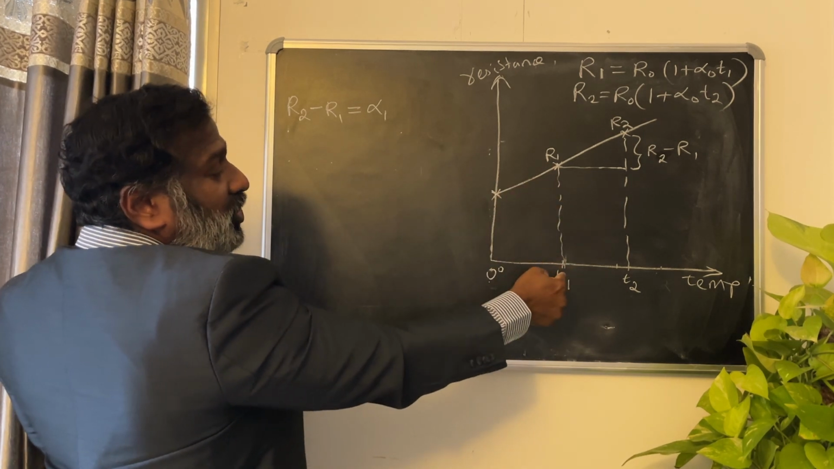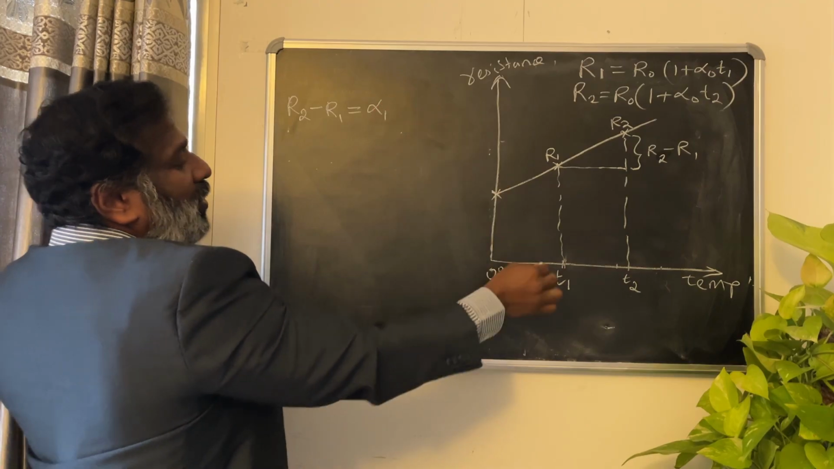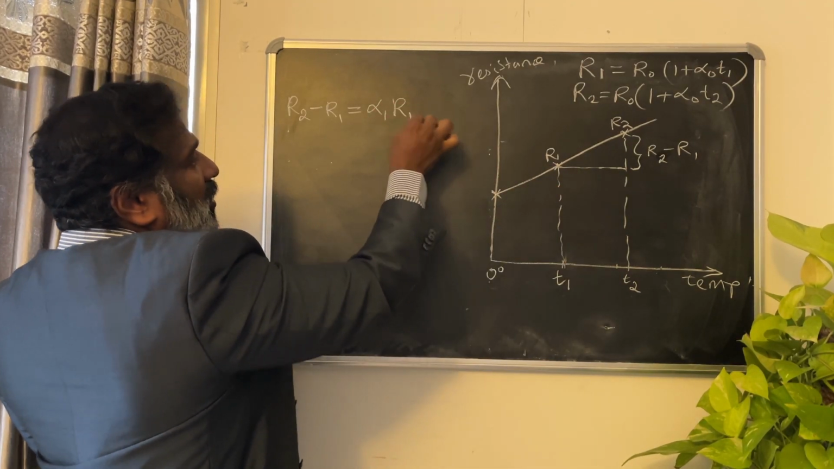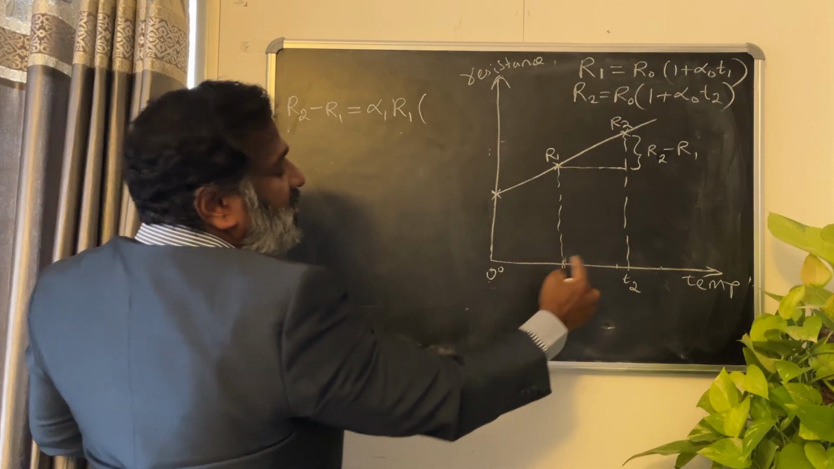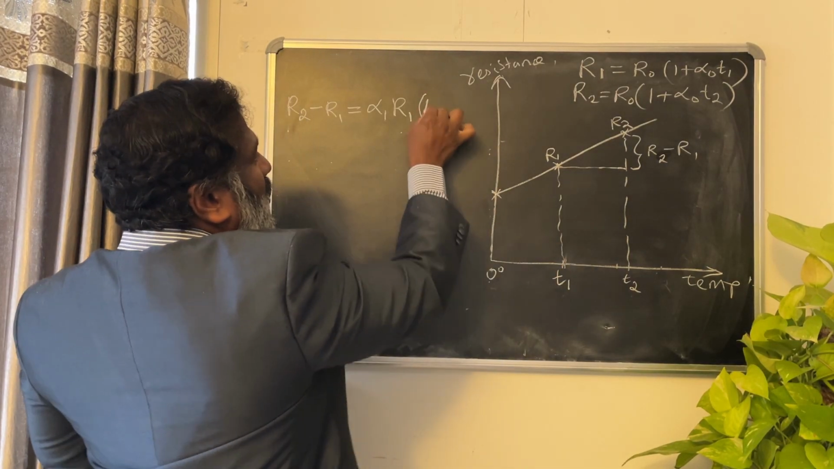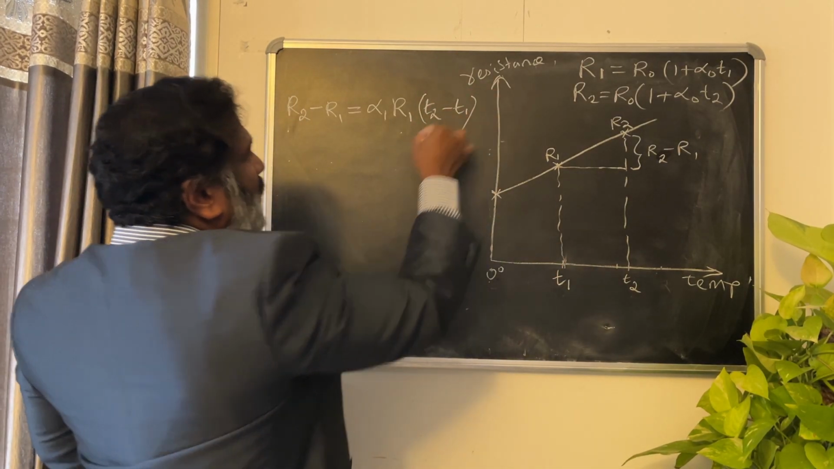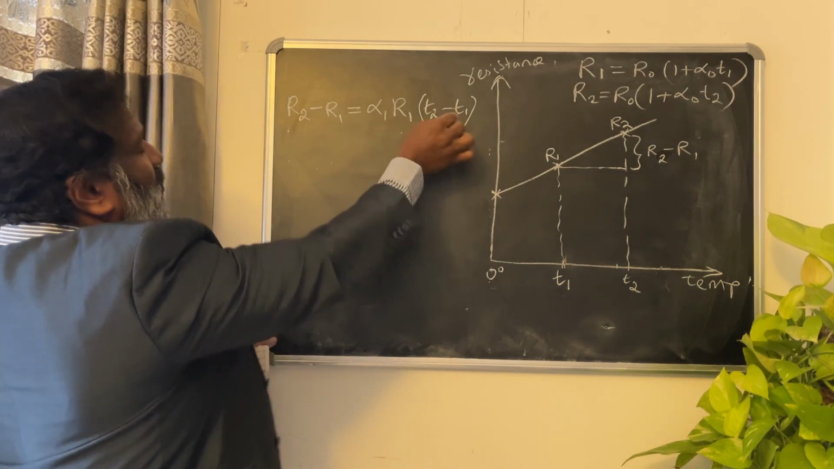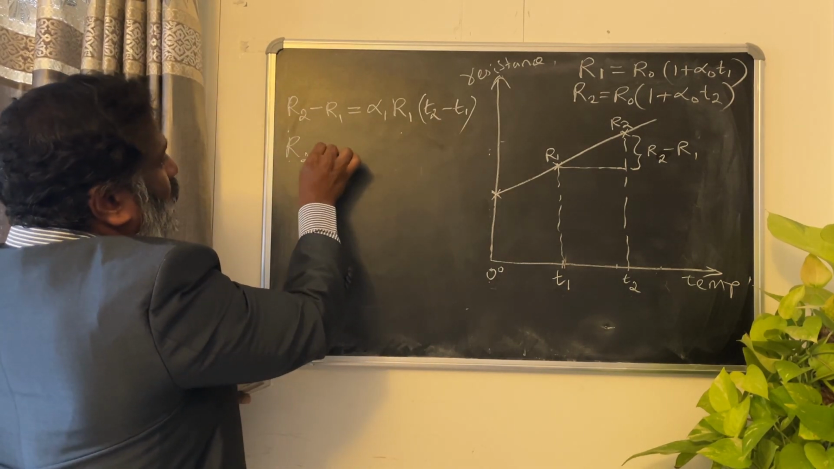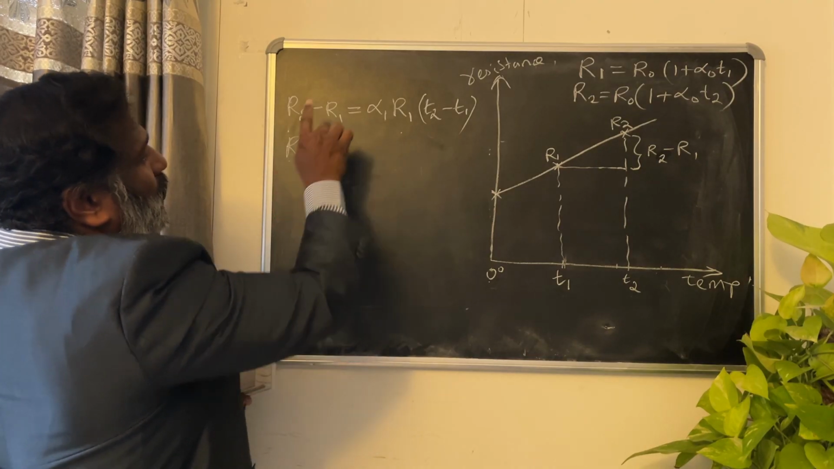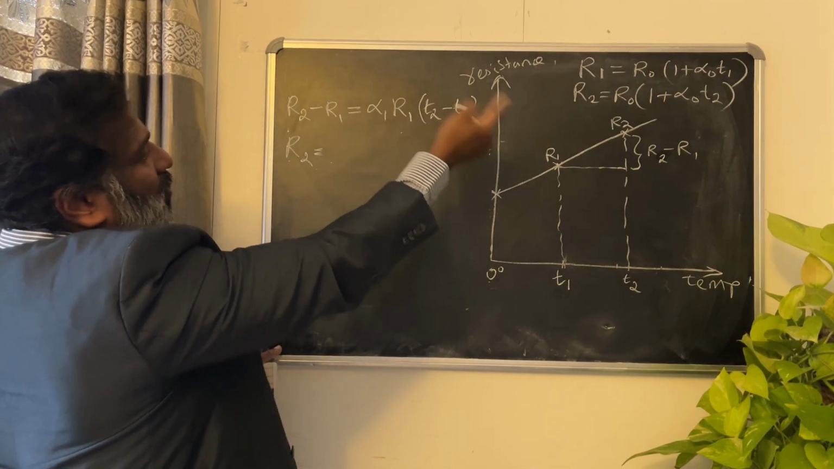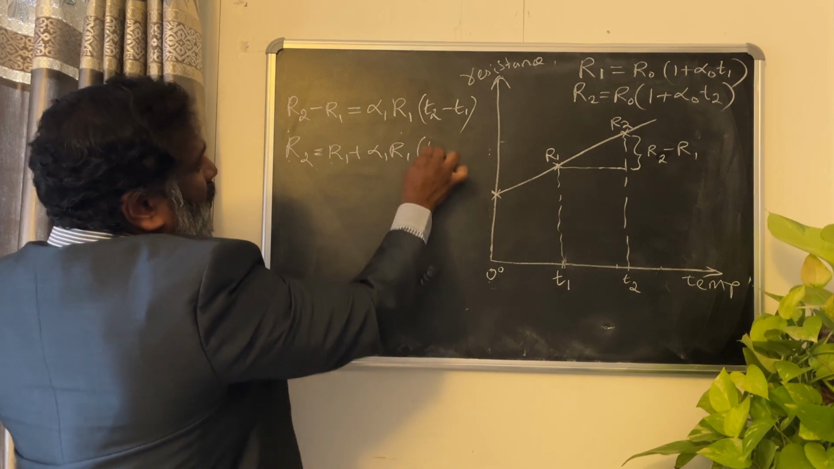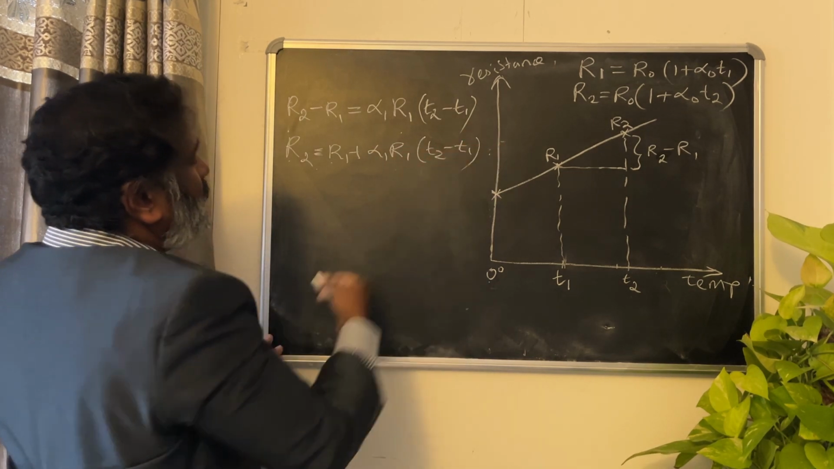Now T1 is the initial temperature, into initial resistance. Now R1 is the initial resistance, into rise in temperature. Rise in temperature is from T1 to T2. So T2 minus T1. We have applied the same concept. So from here, if you want R2, formula to calculate R2, take this to other side. Minus R1 became plus R1. R1 plus alpha 1 R1 into T2 minus T1.